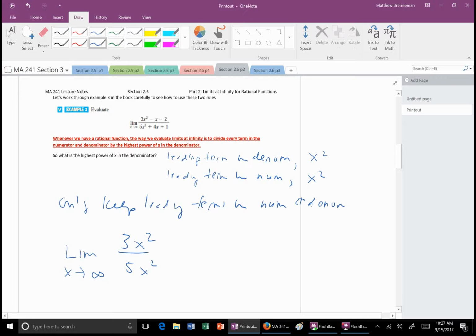So that's a constant function. 3 over 5, that's a constant function. This just goes to infinity.